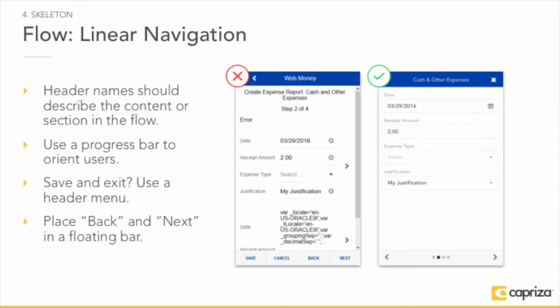The microapp screenshot on the left here is an example of bad signage in linear flow. What's the difference between the back icon in the header and the back button in the floating bar? How many steps remain in this process? The text step 2 of 4 is helpful, but is taking up valuable space on the page.